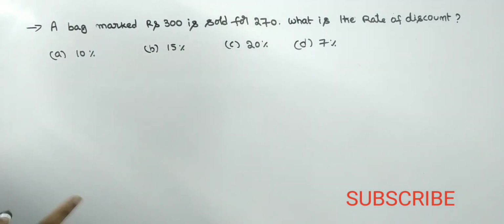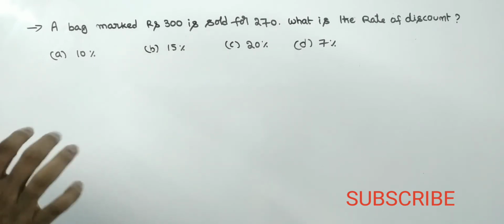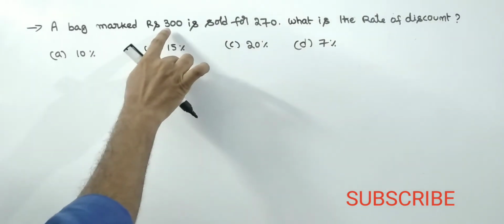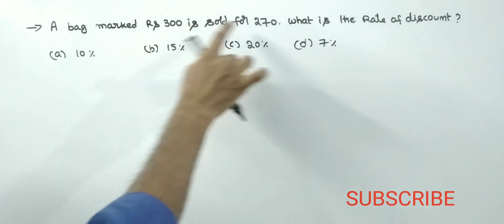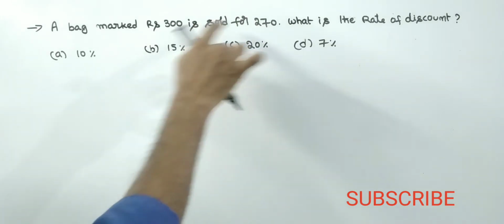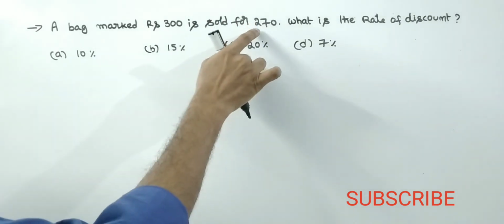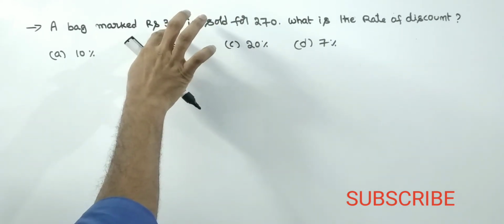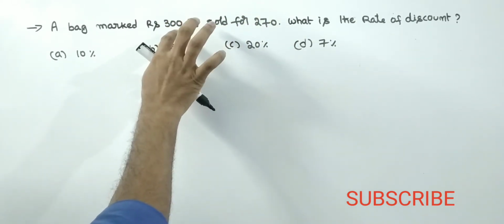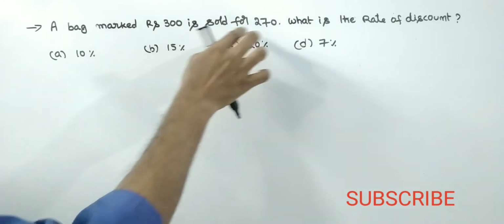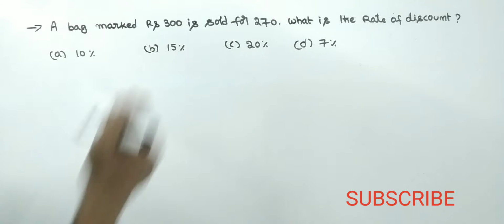See, friends, we should always find the discounted rate on market price only. Actual market price is how much? 300. Actual selling price is 270. Then what is the discount he has given? 30 rupees. 30 rupees on what amount he has given? 30 rupees on market price. Then 30 is what percentage of the 300? See, friends, 30 is 10% of the 300.